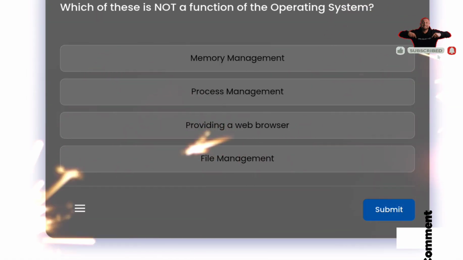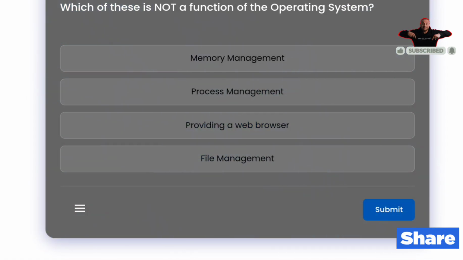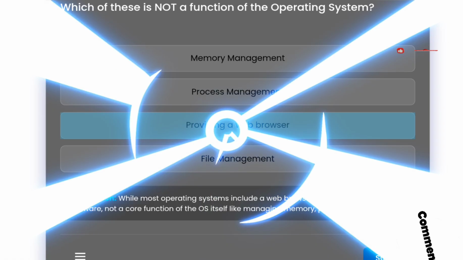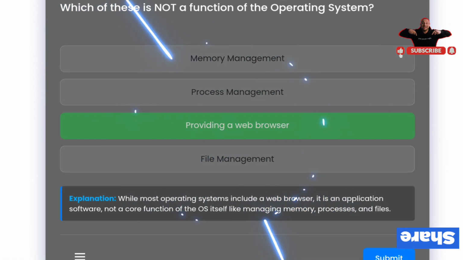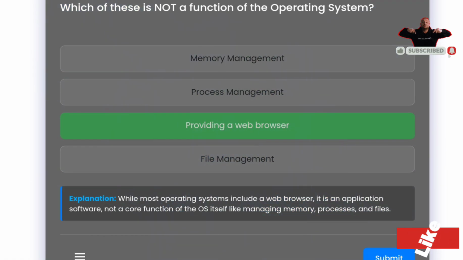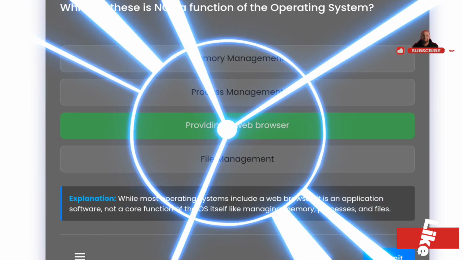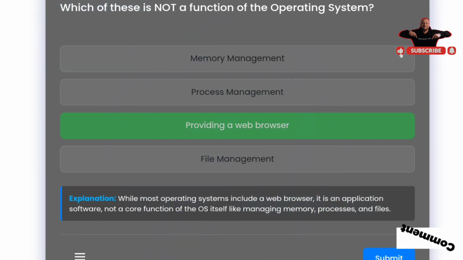Which of these is not a function of the operating system? Provide a web browser. While most operating systems include a web browser, it is application software, not a core function of the OS itself, like managing memory, processes and files.